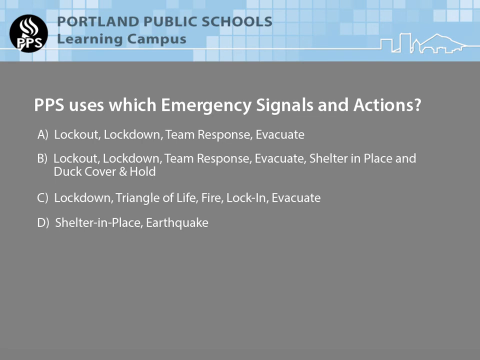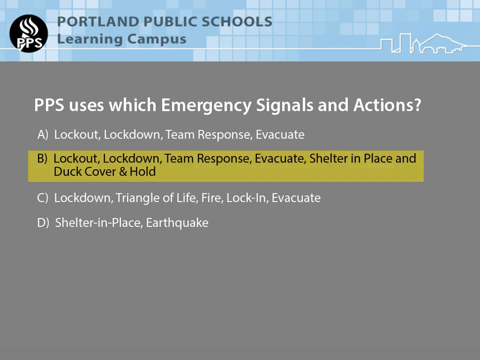PPS uses which emergency signals and actions? A. Lockout, lockdown, team response, evacuate. B. Lockout, lockdown, team response, evacuate, shelter in place, duck, cover, and hold. C. Lockdown, triangle of life, fire, lock in, evacuate. Or D. Shelter in place, earthquake.